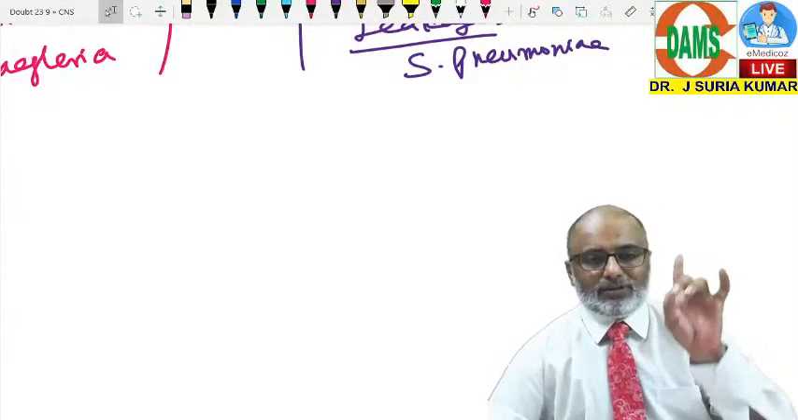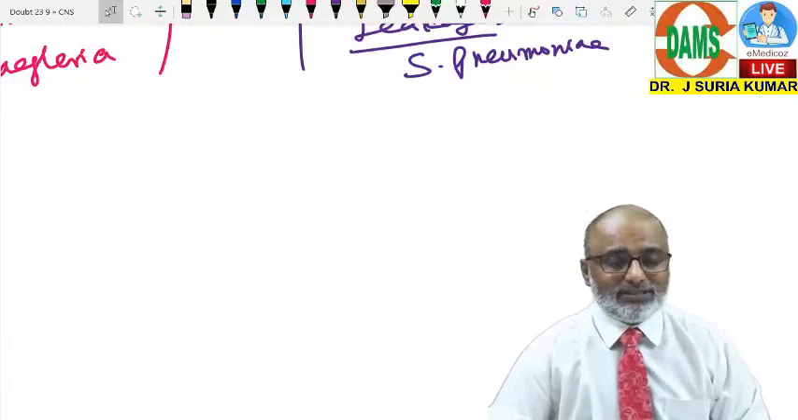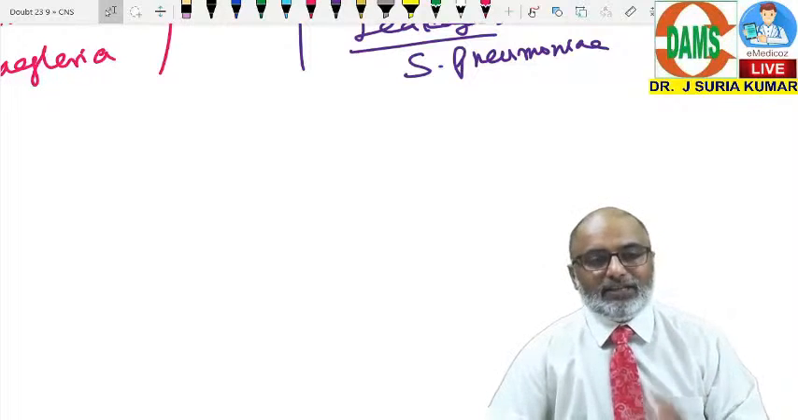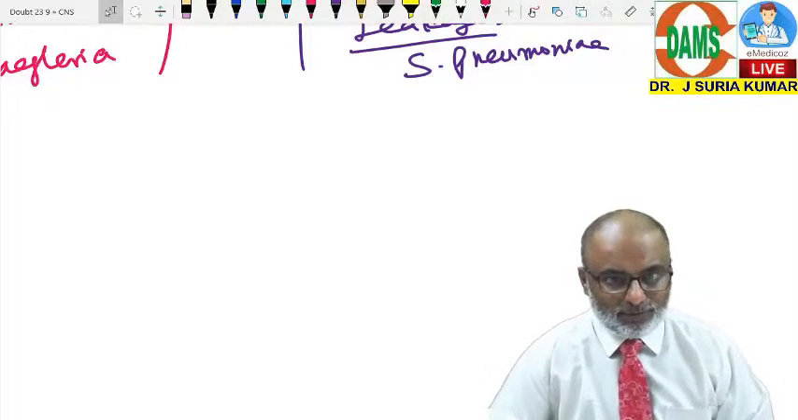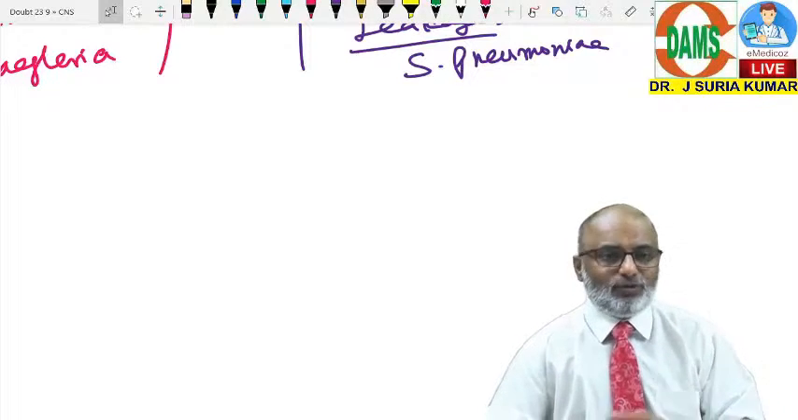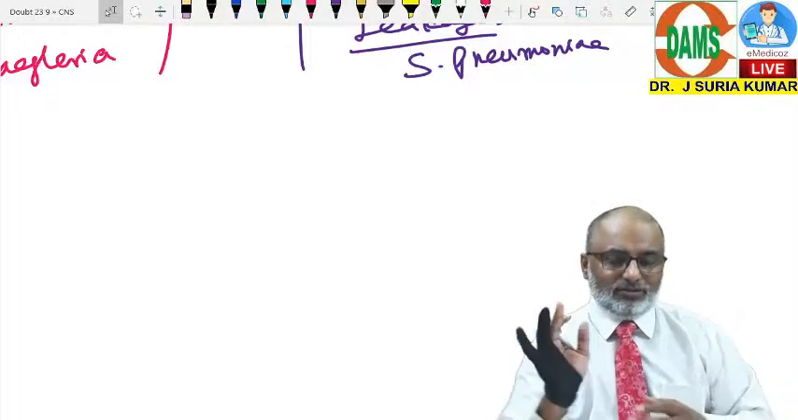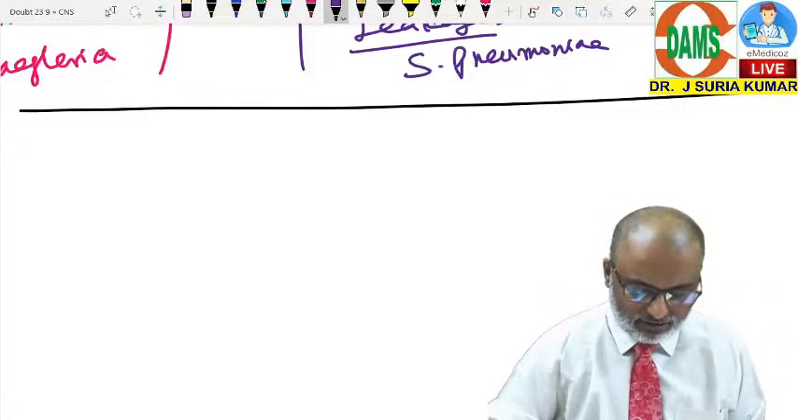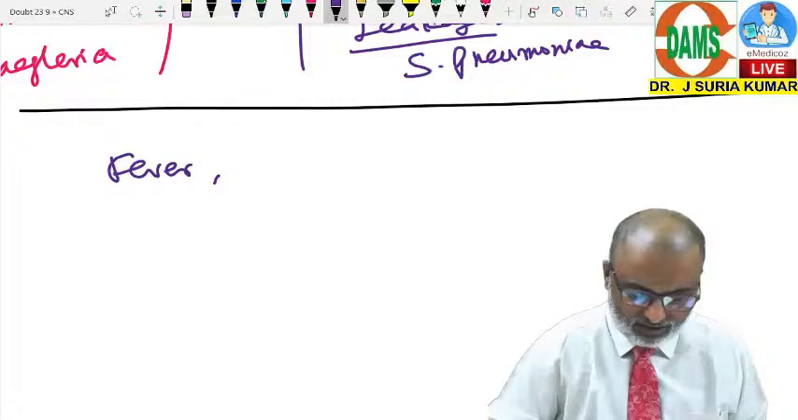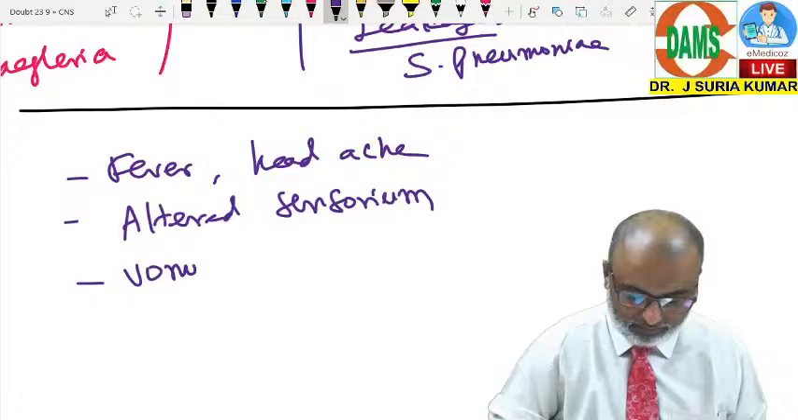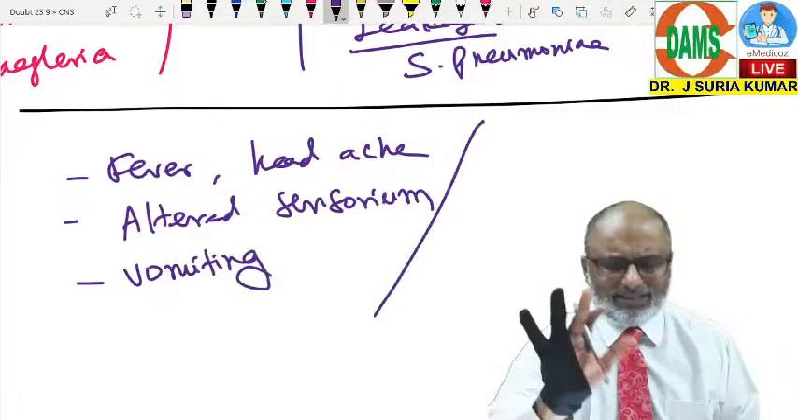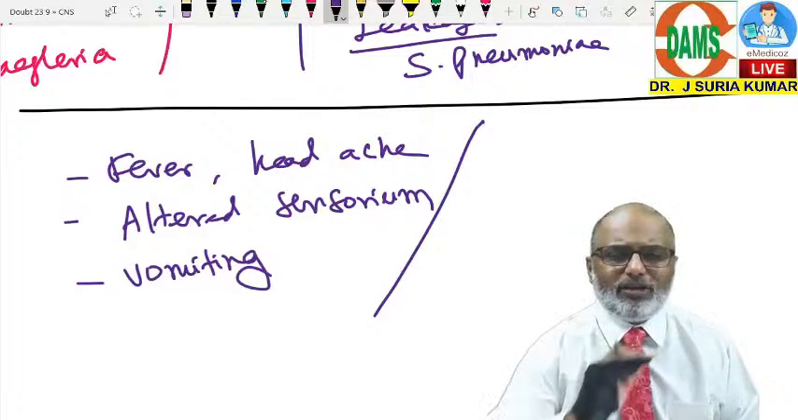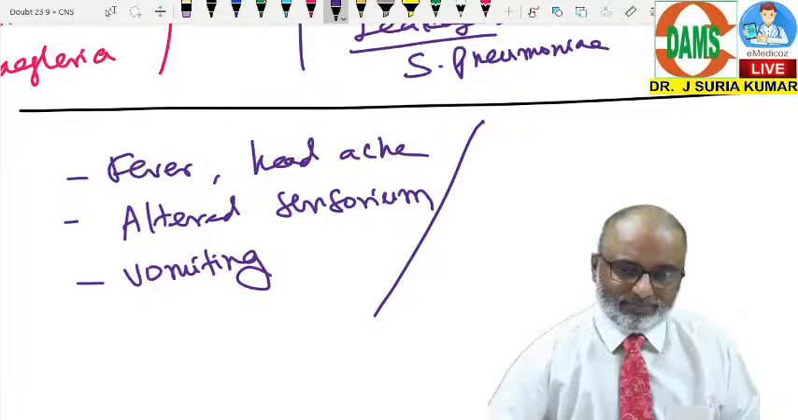Very simple. We saw the classification and we saw the mode of transmission, how it spreads. And next we saw the etiological agents by age group: neonates up to 5 years, children, adolescents, adults and old age, and other special conditions like immunocompromised, trauma, all those things. Next is, what is the clinical picture? Any meningitis, the common clinical pictures are fever, headache, altered sensorium, vomiting, confusion. These are the basic common complaints of any meningitis.